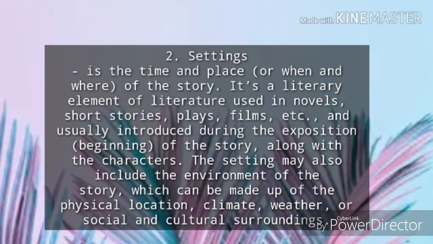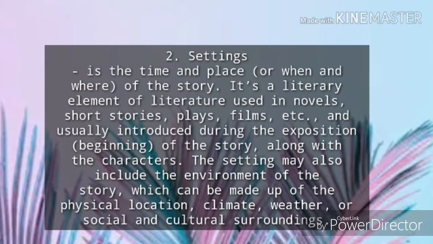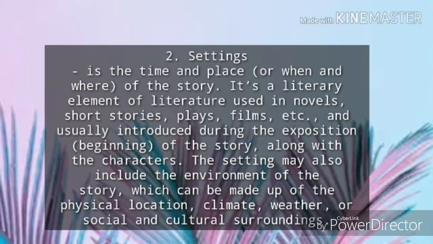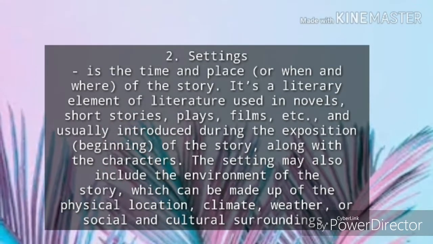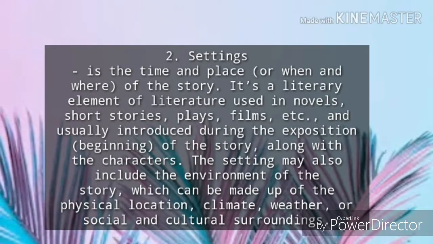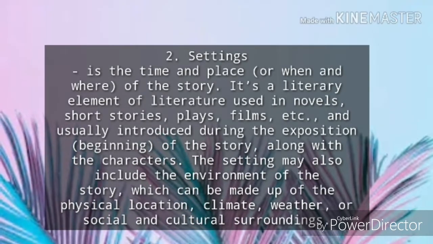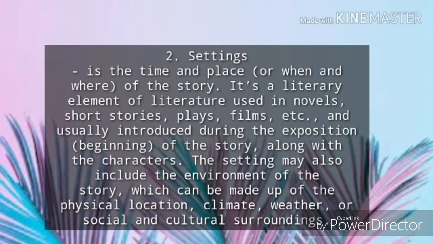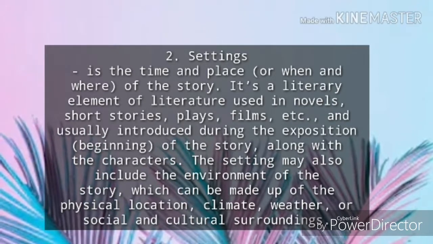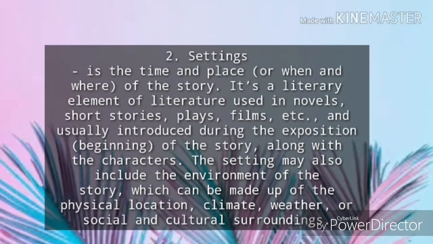Second is the setting. It is the time and place, or when and where, of the story. It's a literary element used in novels, short stories, plays, films, and so on, and is usually introduced during the exposition or beginning of the story, along with the characters. The setting may also include the environment of the story, which can be made up of the physical location, climate, weather, or social and cultural surroundings.